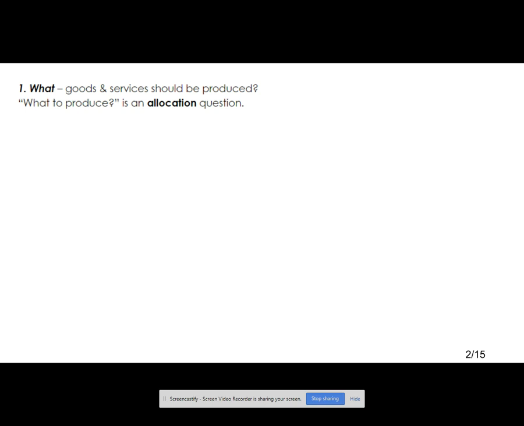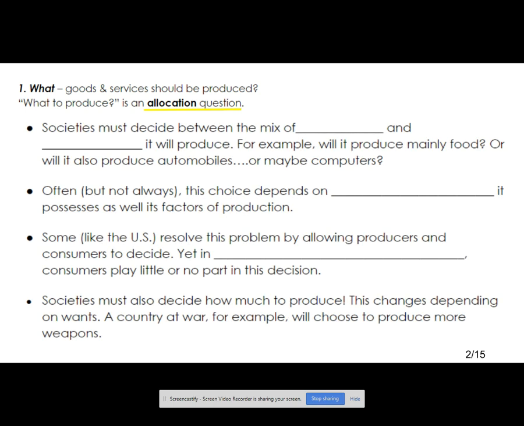Okay. If I'm going too fast in this video, please feel free to stop and rewind. You just can't fast forward. So the first economic question, and they have to be in this order. What is an allocation question? So you're going to go through and you're going to fill these blanks in, and then we're going to do some stuff with this tomorrow.